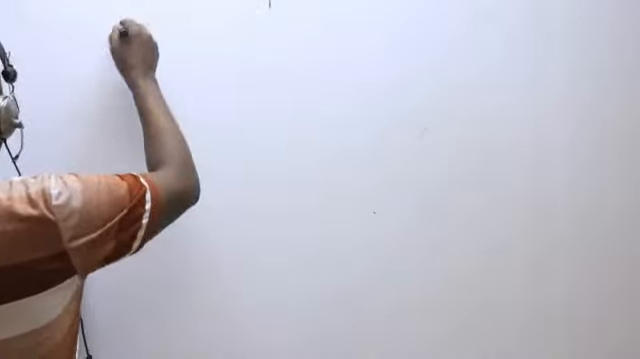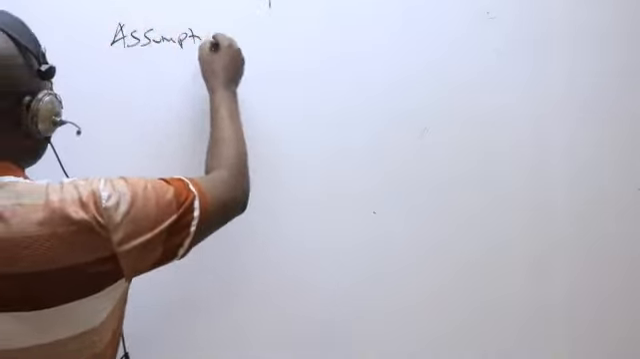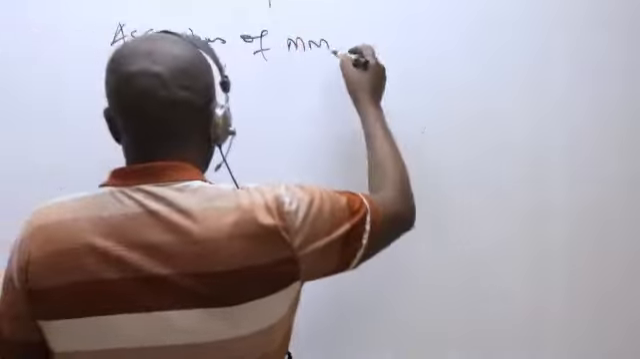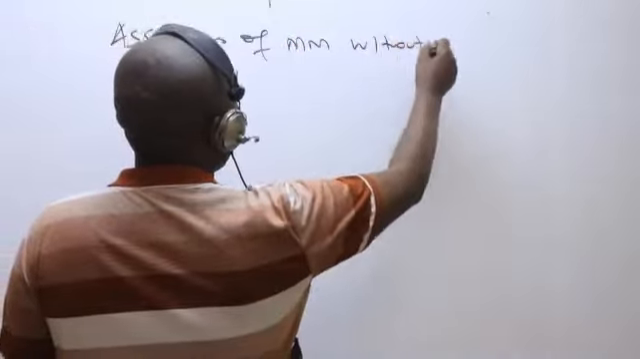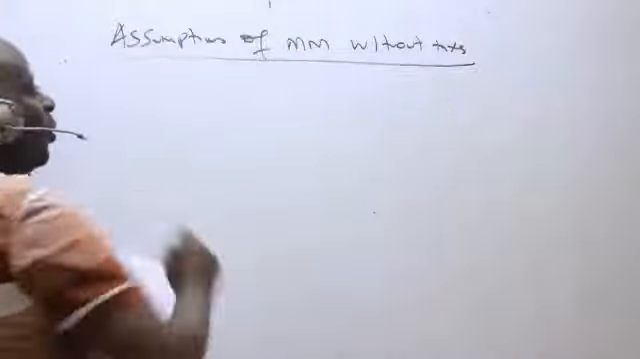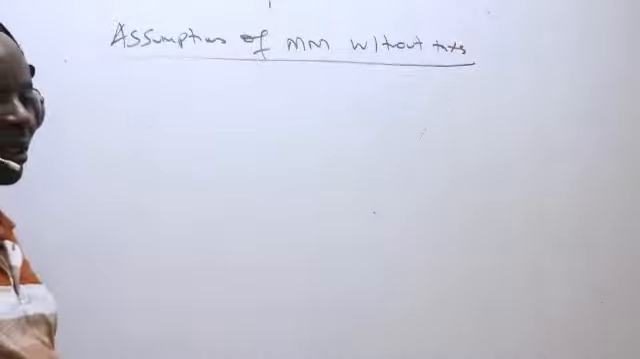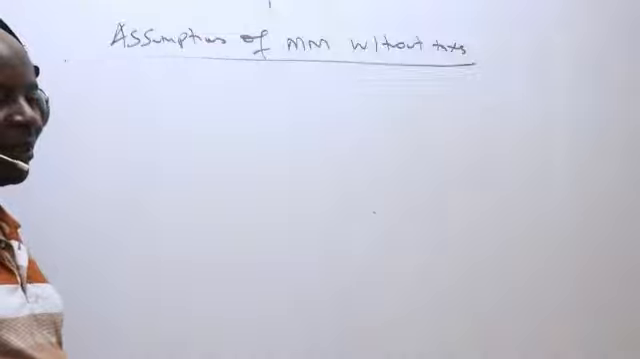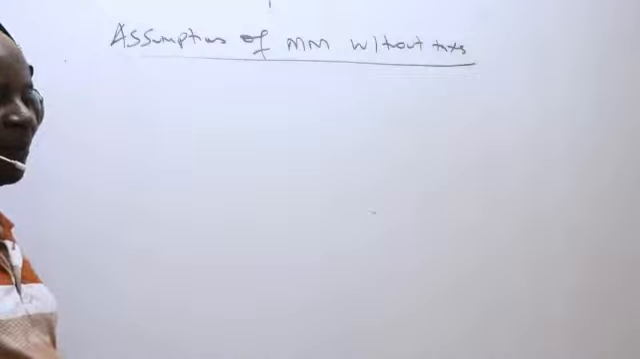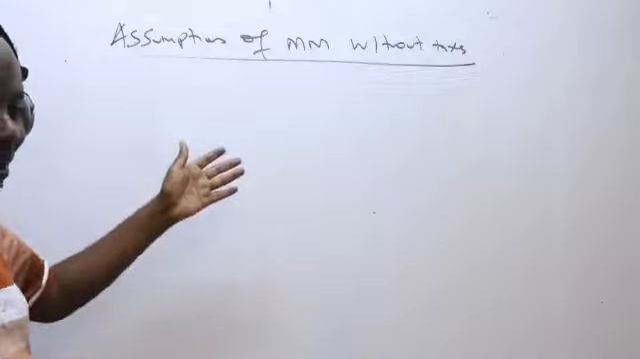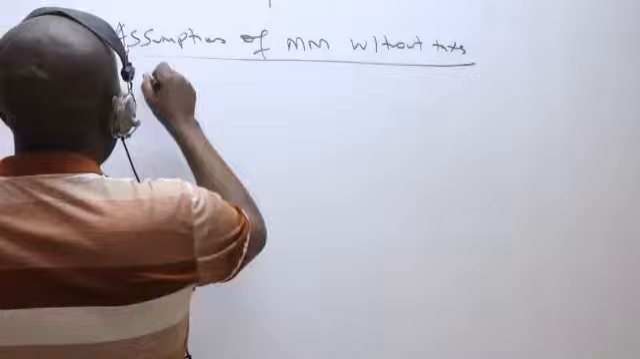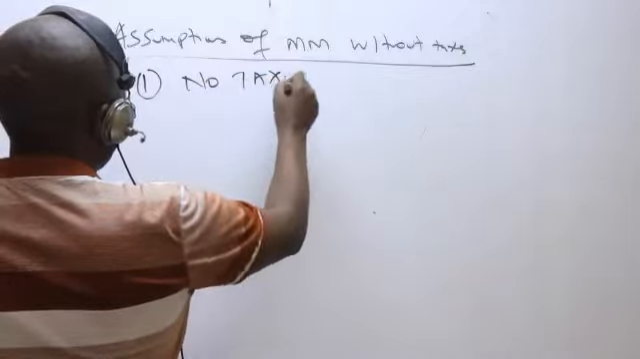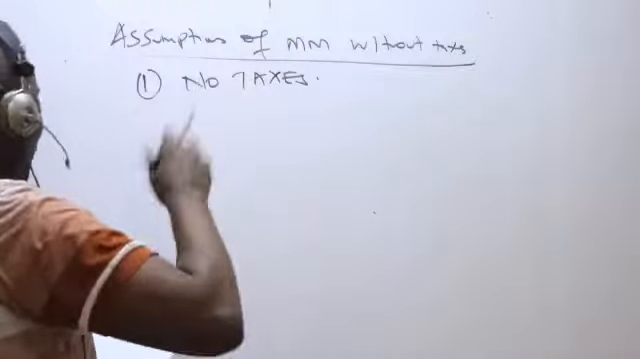Great. Yes, we should be able to state the assumptions of MM without taxes. What should be the first assumption here? No taxes, isn't it? No taxes. Good. Very important: personal and corporation taxes are 0.